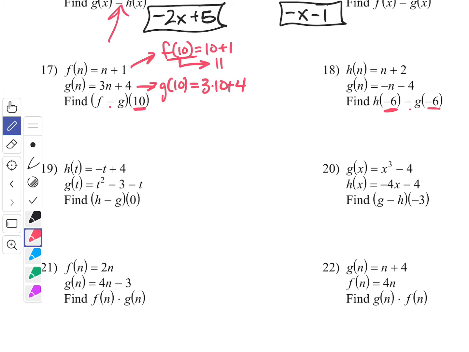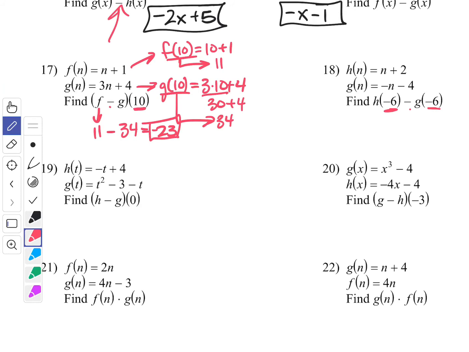f of 10 equals 11. Input of 10, output of 11. Minus 3 times 10 is 30, plus 4, 34. g of 10 equals 34. So we get 11 minus 34, which gives us negative 23. Had to double check that with a calculator because it was throwing me off, which is all right to do.